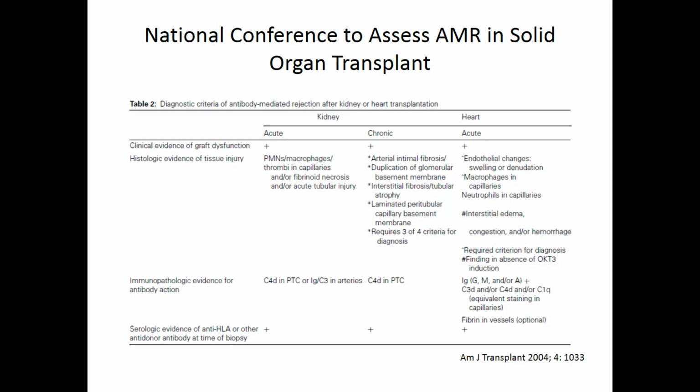In 2004, a publication outlined the criteria for the diagnosis of antibody-mediated rejection in solid organ transplantation. These criteria included evidence of graft dysfunction, histologic evidence of tissue injury which involved a capillaritis in general, immunopathologic evidence for antibody action, including C4d positivity, and serologic evidence of anti-HLA antibodies or other antibodies at the time of biopsy. In the setting of all four criteria, AMR should be strongly considered.